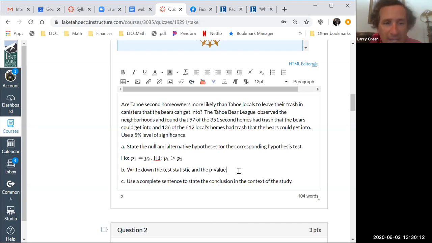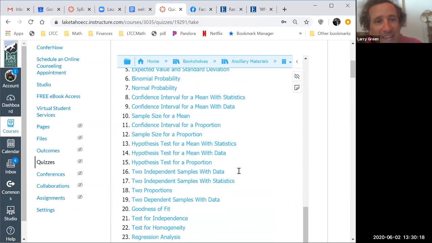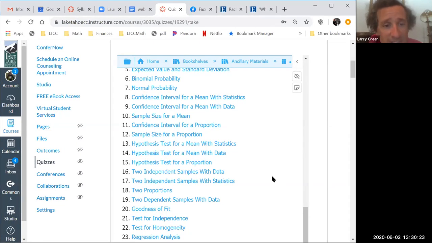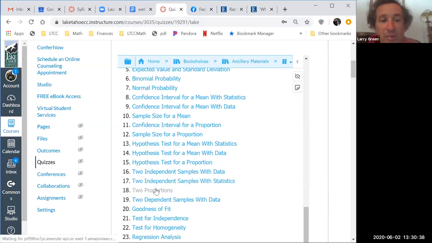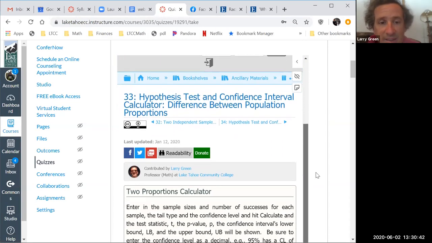For part B, write down the test statistic and p-value. That we need a calculator for. I would never expect you to try and do this by hand. That would be really brutal. But what you do need to know is which of the calculator functions we need to go to. What number is it? This one's 18, because it's two proportions. So I go to 18.